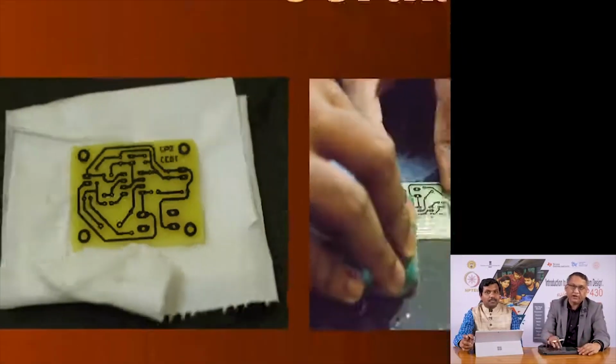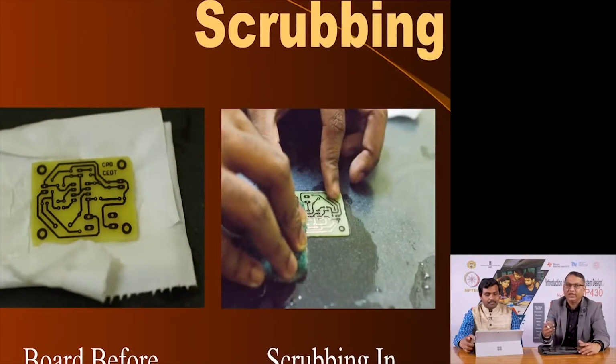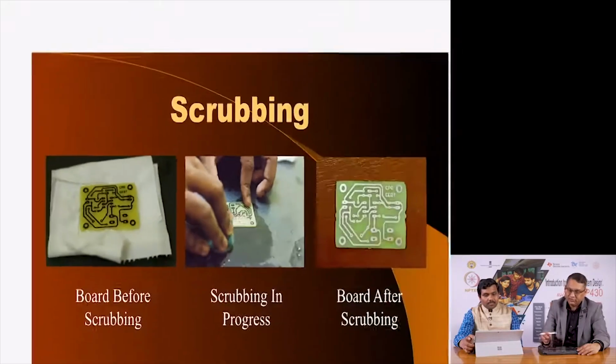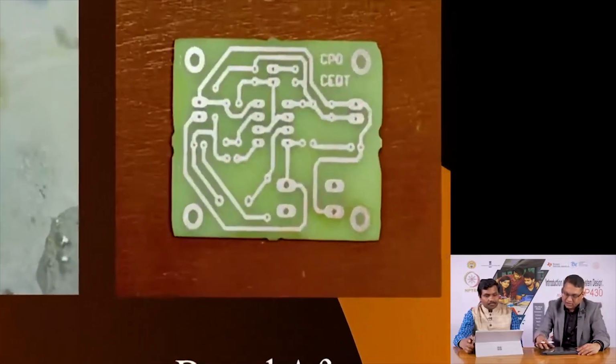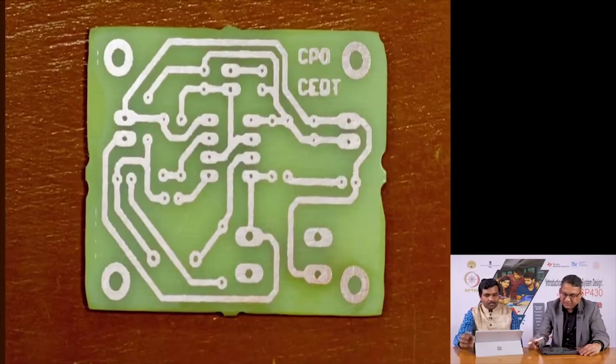You have to remove that. You could use a sandpaper, but use it gently. You do not want to sand off the copper tracks, you just need to remove the print. Once you do that, here is your beautiful looking PCB, and you can match it with your layout to ensure that no tracks are cut.